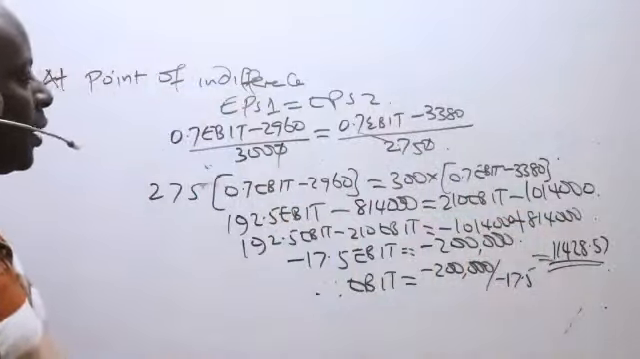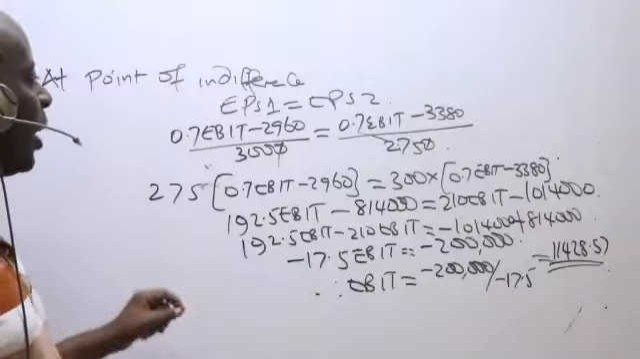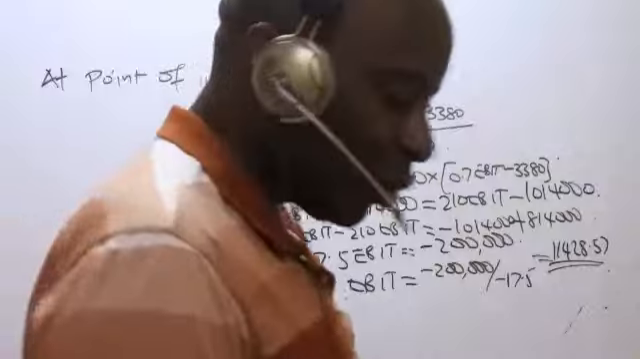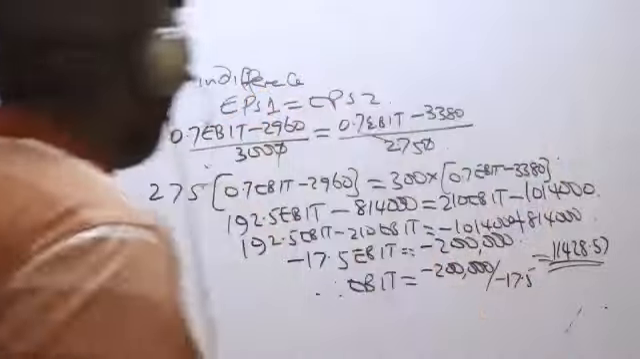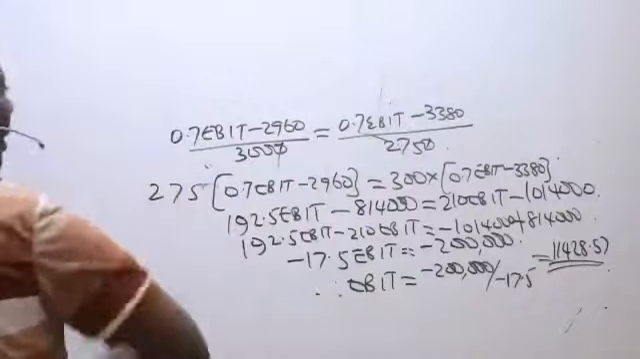Now, having gotten part one, this is your EBIT at the point of indifference. How about EPS? You can see Roman 2, they want EPS. Already we have the EPS equation.